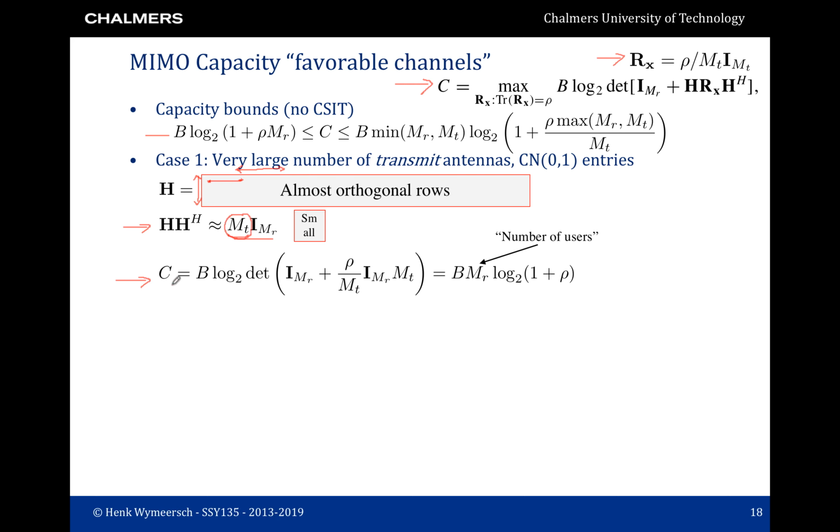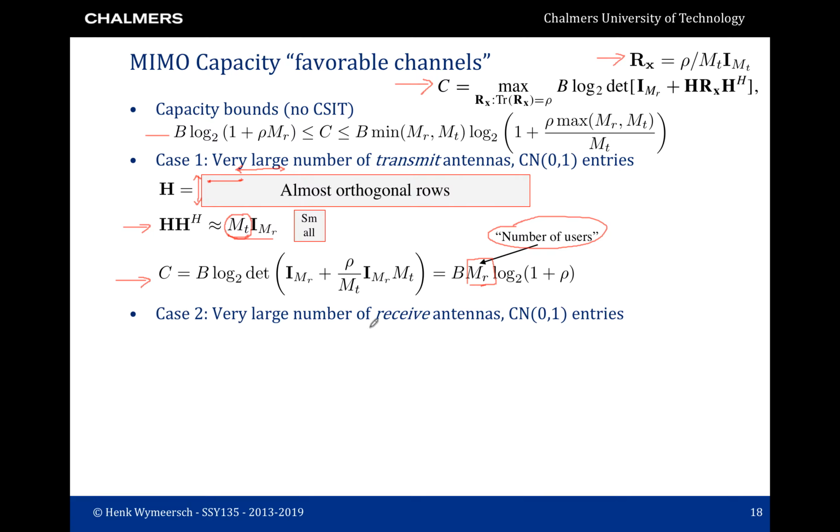The capacity then, we find easily, is the bandwidth times the number of receive antennas times log 2 of 1 plus SNR. So here M_R is the number of receive antennas, which is a relatively small number, and we can also consider this to be the number of users in case each receiver has a single antenna, but there are many receivers, M_R of them.